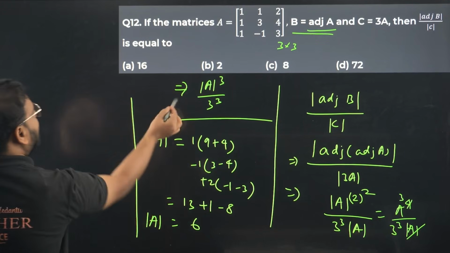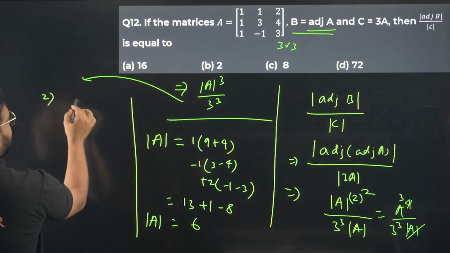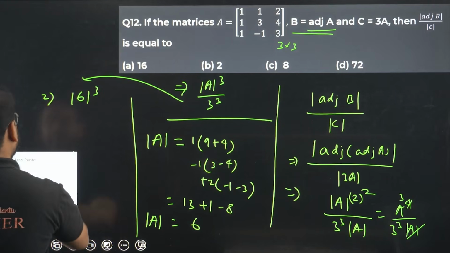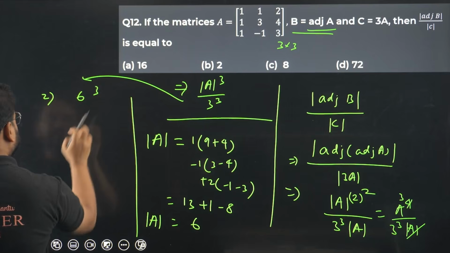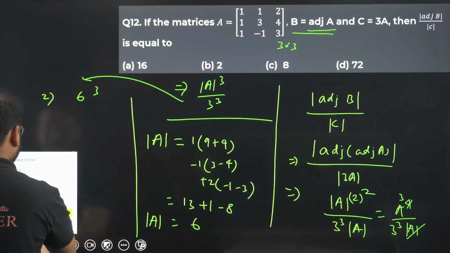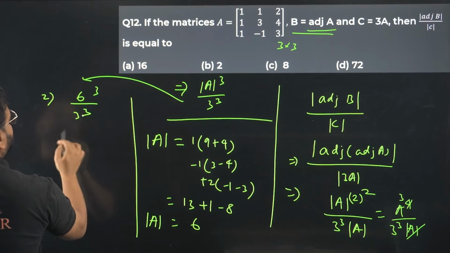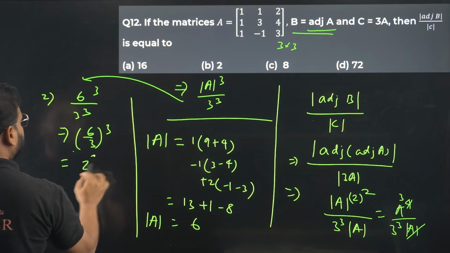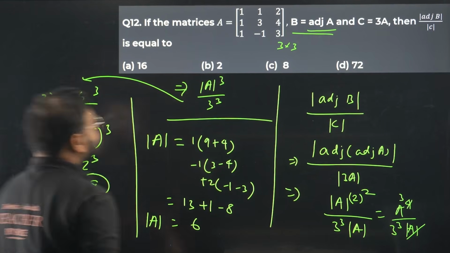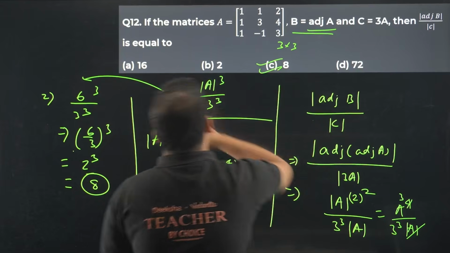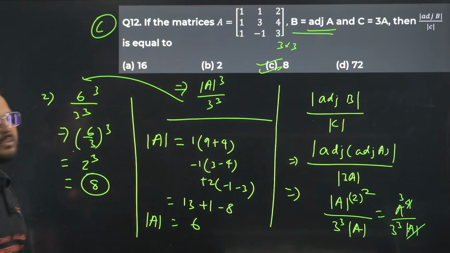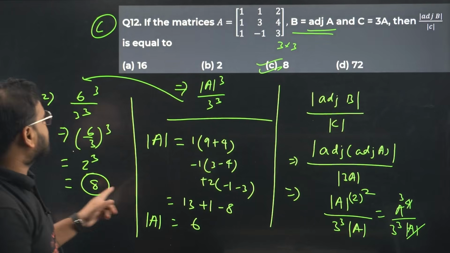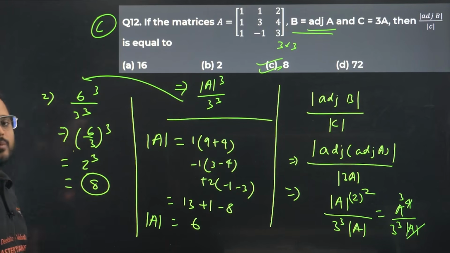Please cross check. I want to find this value, right? So determinant means 6 power 3. Sorry, not 6, the determinant of A value is 6. So 6 power 3 divided by 3 power 3, how much is that? 6 by 3 power 3, that is 2 power 3, how much is that? 8. Option C is correct. Question number 12, option C is correct. Have a look. Okay, simple enough. 6 by 3 is 2, 2 cube is 8.